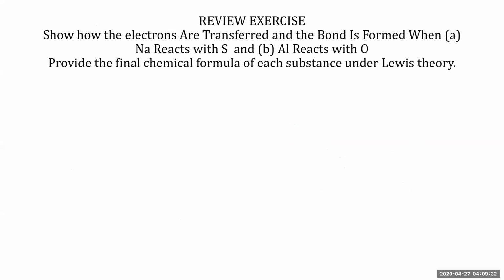Here is a review exercise for your consideration. Show how the electrons are transferred and the bond is formed when A, Na reacts with S, and B, Al reacts with O. Provide the final chemical formula of each substance under Lewis theory.